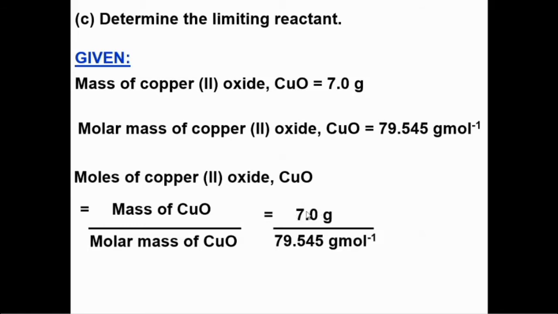So therefore we substitute the value, 7 grams divided by 79.545 grams per mole, and we are going to get 0.088 moles of copper(II) oxide. Okay, and keep in mind guys, this is the moles of copper(II) oxide that we use in this reaction. So we put aside this copper(II) oxide.